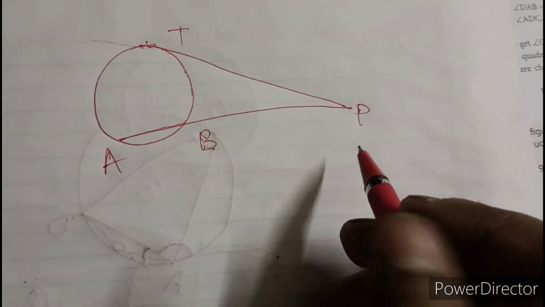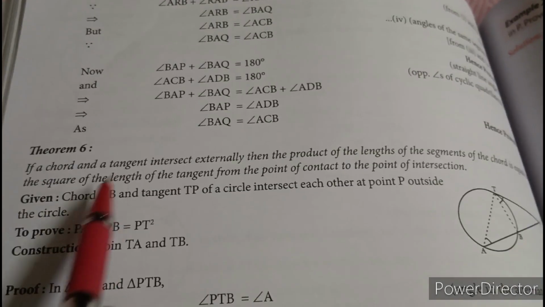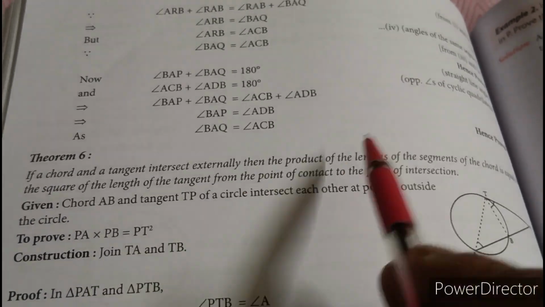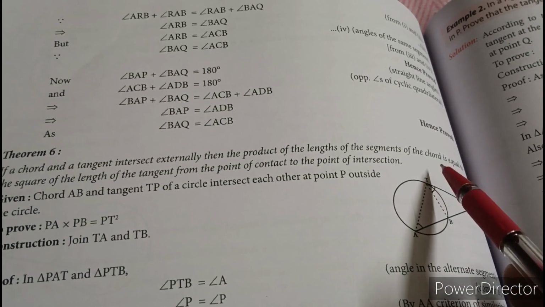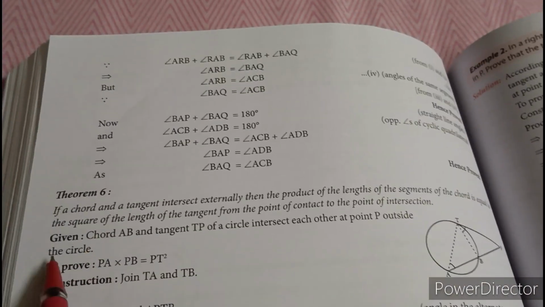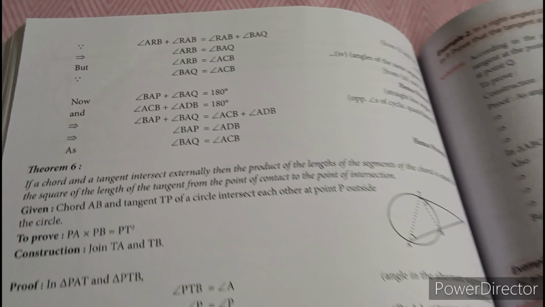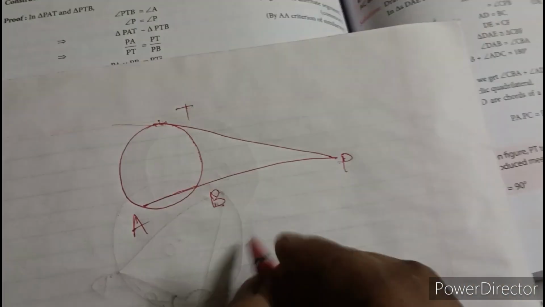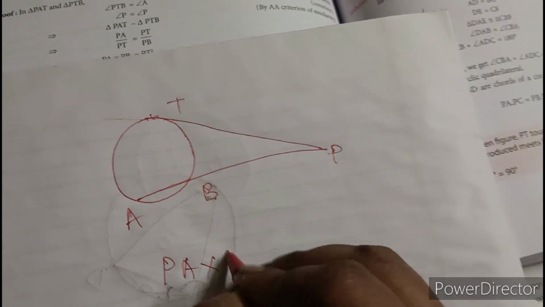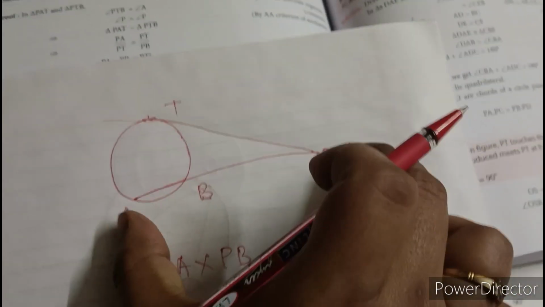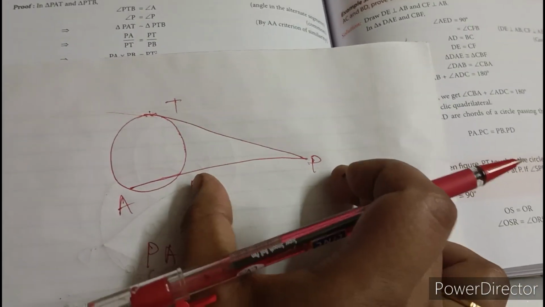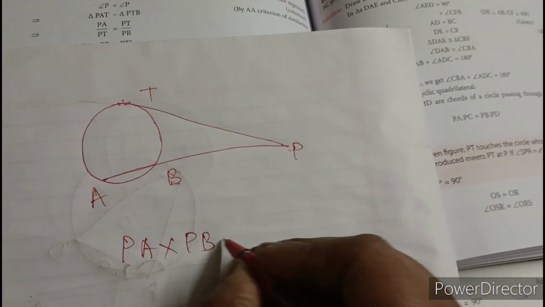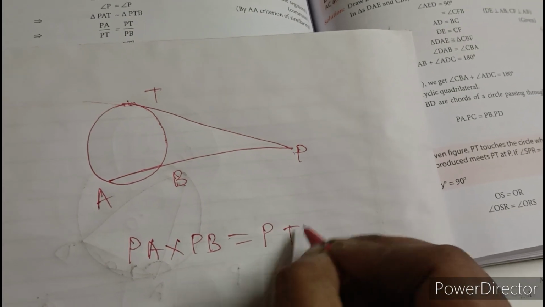Then what is the theorem saying? If a chord and a tangent intersect externally, then the product of the lengths of the segments of the chord is equal to the square of the length of the tangent. So this is PA into PB. PA and PB are the lengths of the segments of the chord, isn't it? PA into PB will be equal to PT square, the square of the length of the tangent.